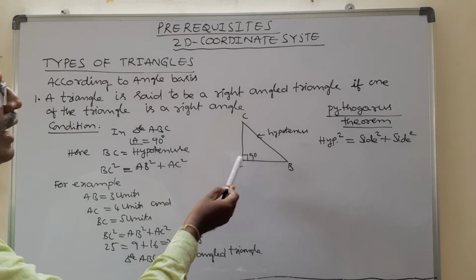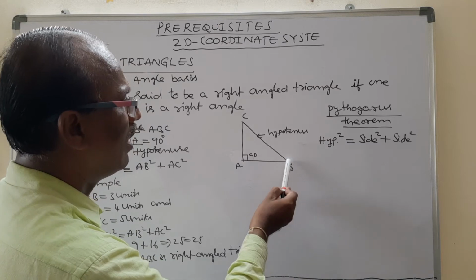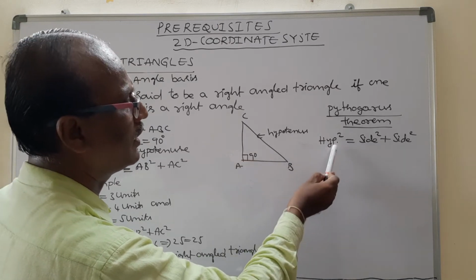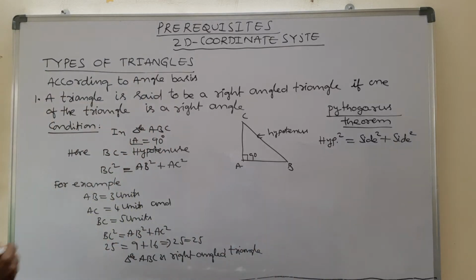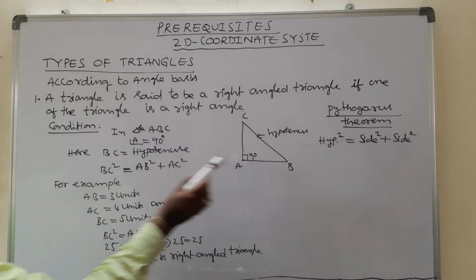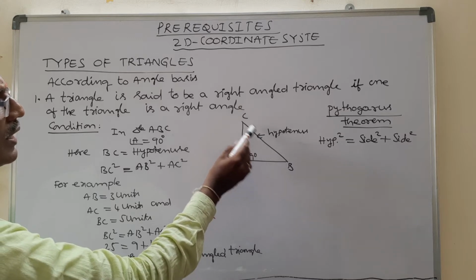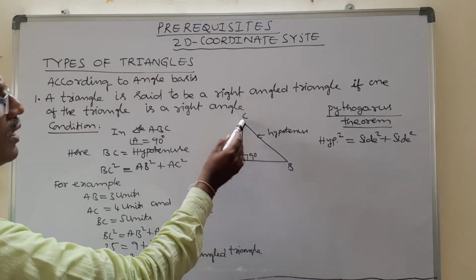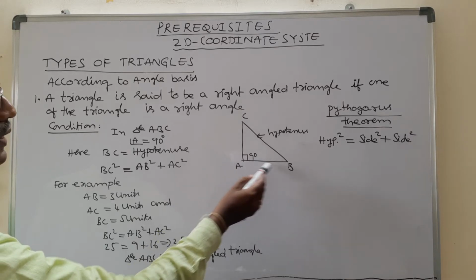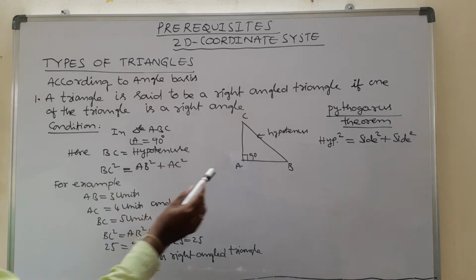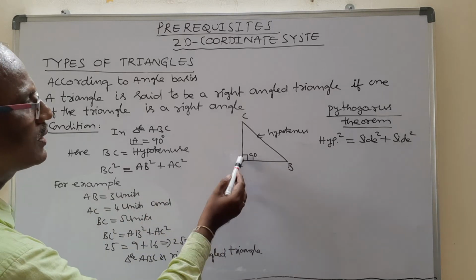The right angled triangle condition depends upon the Pythagoras theorem. In the Pythagoras theorem, the largest side is the hypotenuse. Hypotenuse square is equal to side square plus side square. In a triangle ABC, here angle A is 90 degrees, so BC is the hypotenuse. The side opposite the 90 degree angle is the hypotenuse. This is the largest side compared to AB and AC. AB and AC are the sides. According to the Pythagoras theorem, hypotenuse square, BC square, is equal to AB square plus AC square.